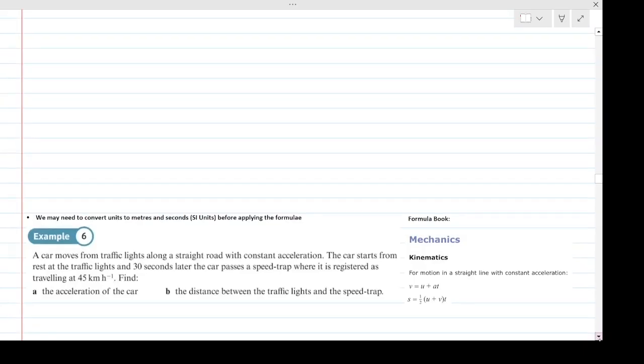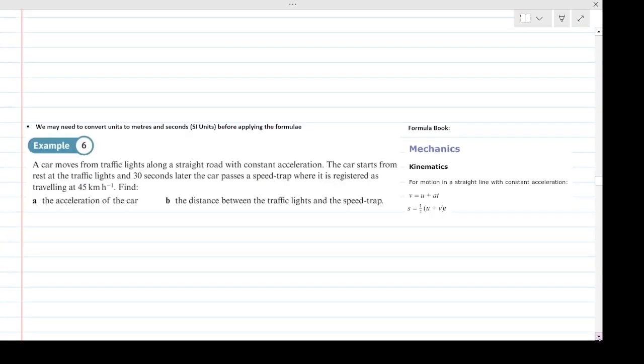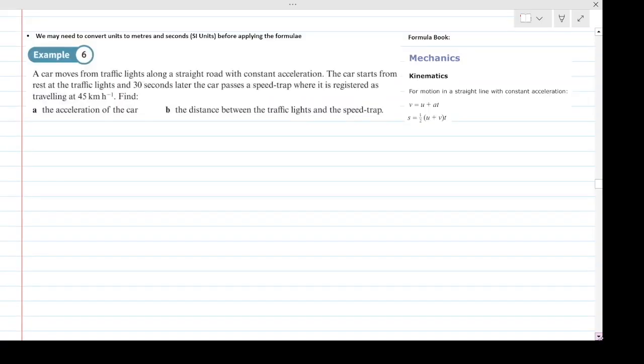Okay, so we've got this question here. A car moves from traffic lights along a straight road with constant acceleration. The car starts from rest at traffic lights and 30 seconds later the car passes a speed trap where it's registered as travelling at 45 kilometers per hour. Find the acceleration. Okay, so again, let's plot the information we're given. So we have this road, and initially we're at traffic lights here, and then here we're at the speed trap.